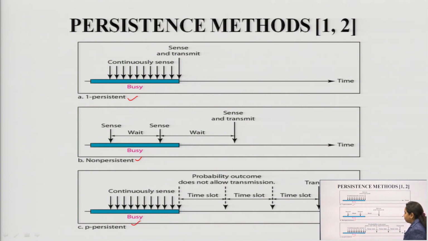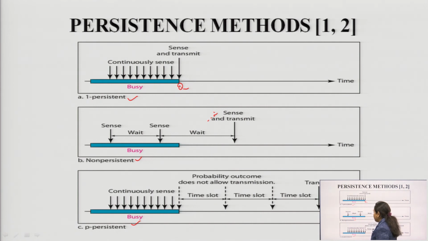Now, what does it mean? It is the way that decides how much time a frame should wait to access a channel. In the case of 1-persistent, it will continuously sense the channel, whether it is free or busy. Like you can see, this is the channel, and up to this duration it is busy. Now it will sense again, and since the channel is not busy over here, it will transmit the data. So, this is continuously sensing the particular channel slot.